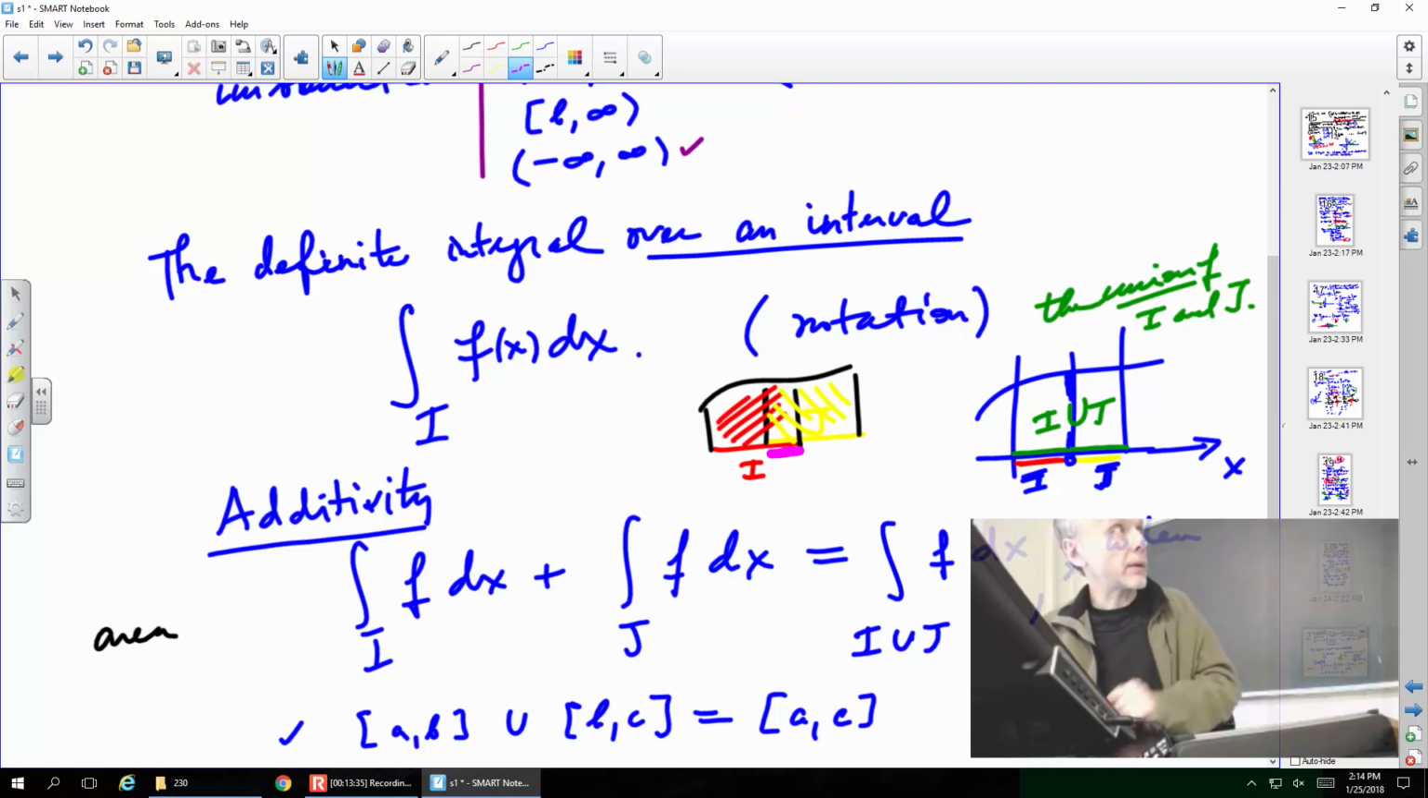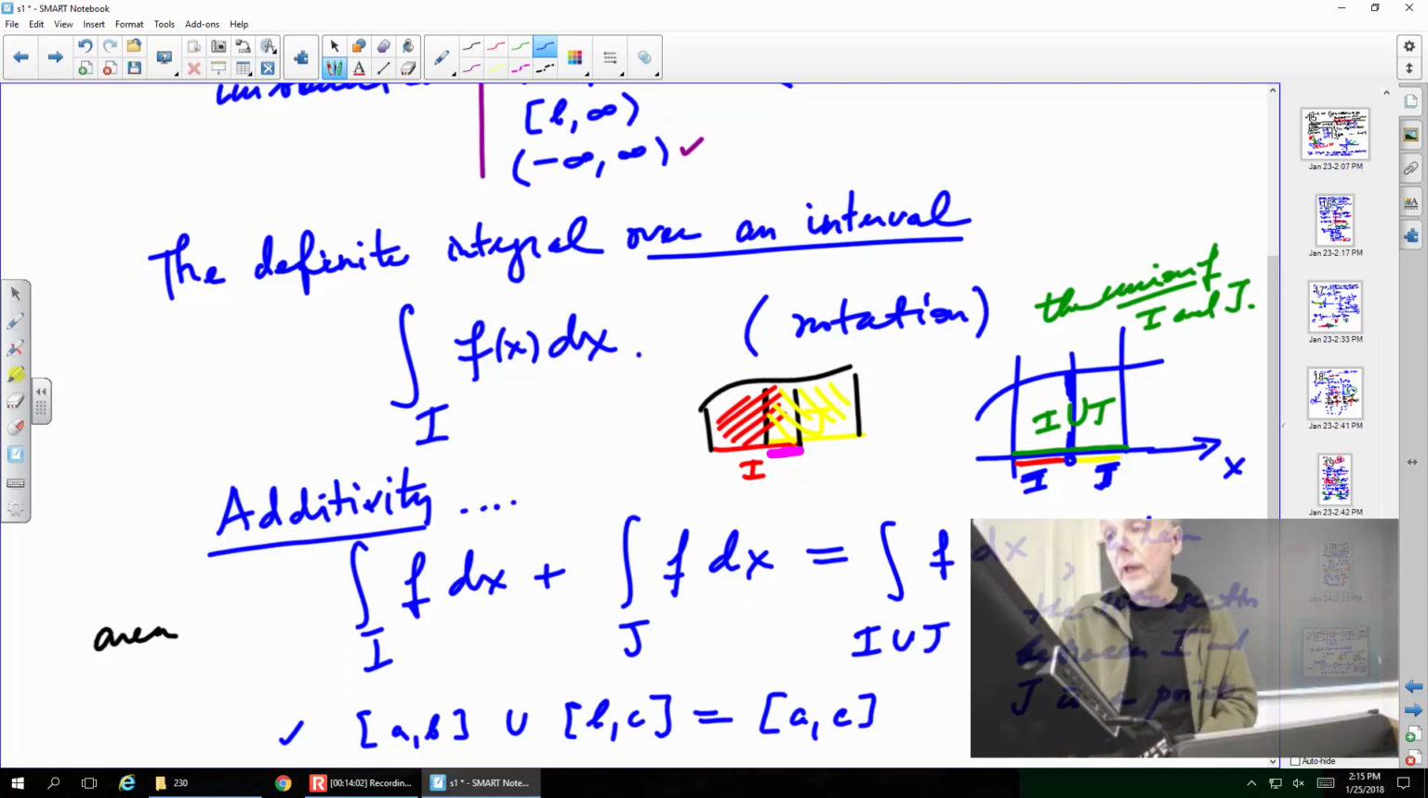It creates a double counting. So I just have to make sure that that intersection is not too large. And remember the symbol for intersection, it's the same U upside down. So the intersection between I and J is a single point. Okay, so that creates an additivity.